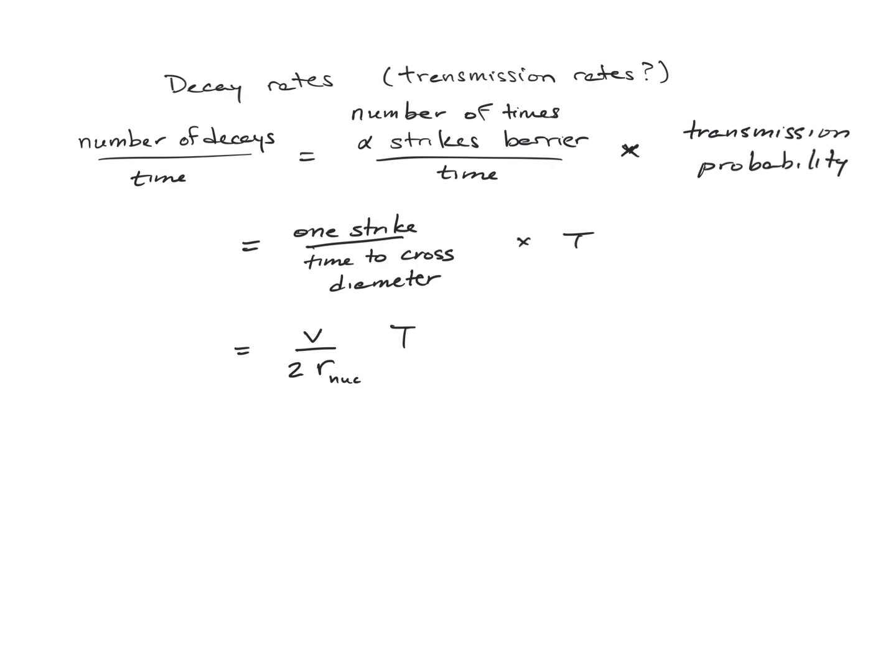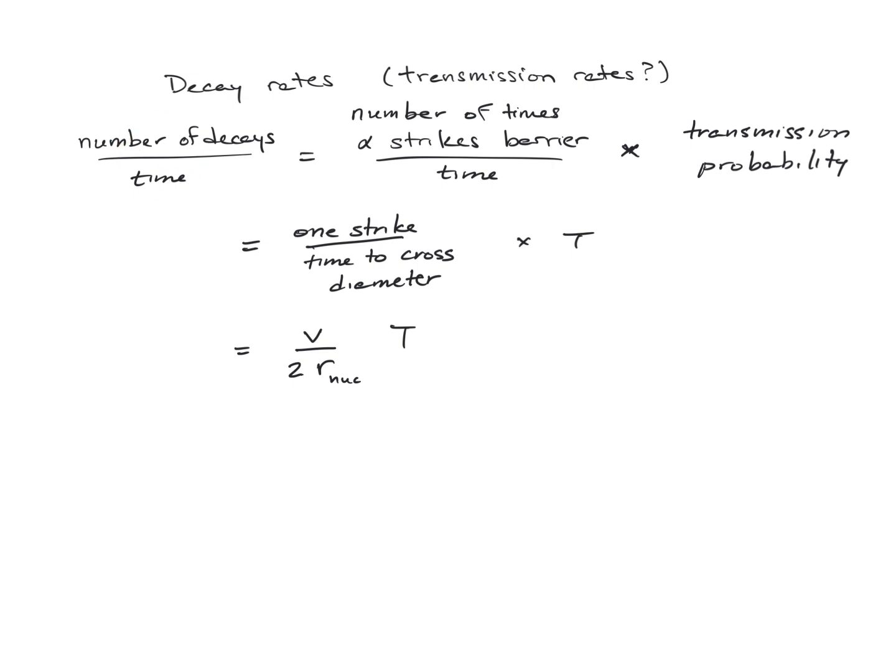So again, we can look at decay rates as transmission rates. So I'm going to look at the number of decays per time. In other words, if I have a sample of uranium with a bunch of uranium atoms in it, I'm going to look at how many of those atoms decay, say, every second into a thorium atom, and emit an alpha particle in the process. That's what I mean by number of decays per time.